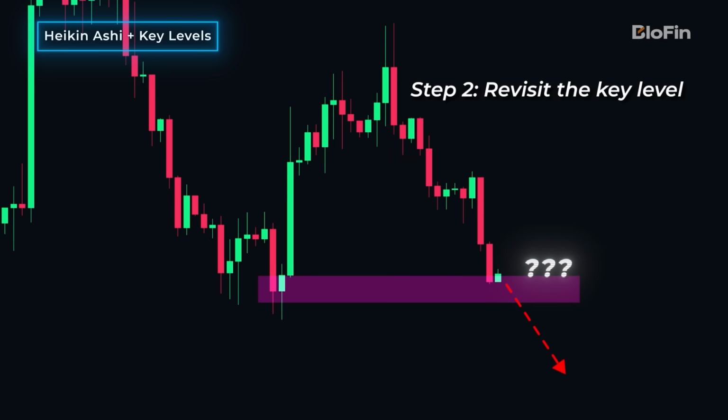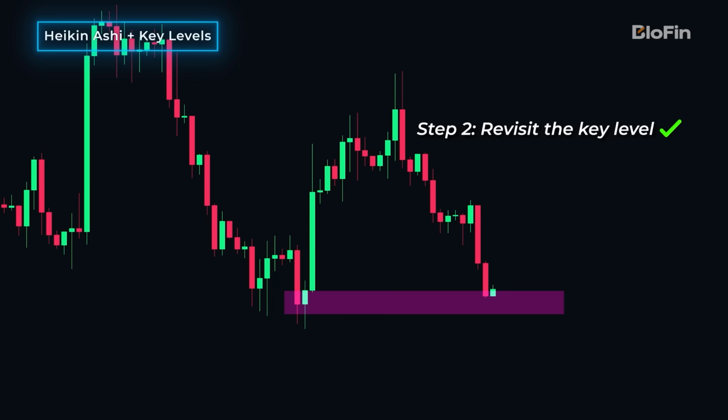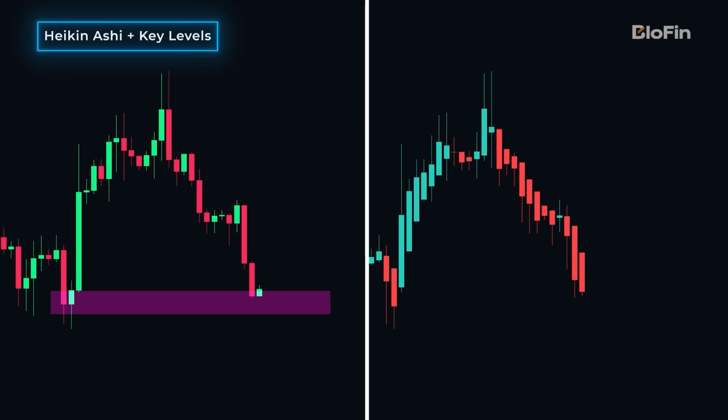So, how do we know if price is likely going to break or bounce? This is where the Heikin Ashi comes into play. Once we've found our potential trade setup, we move to step 3, which is using the Heikin Ashi for confirmation. So let's apply it side by side with the regular chart. Now, the key here is to watch how the Heikin Ashi candles react when price is at this support level.